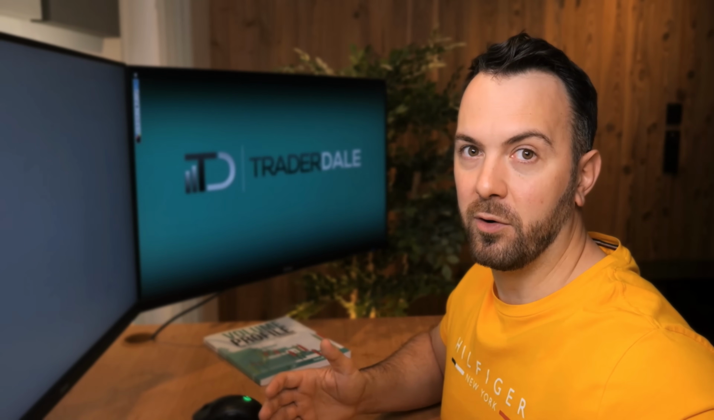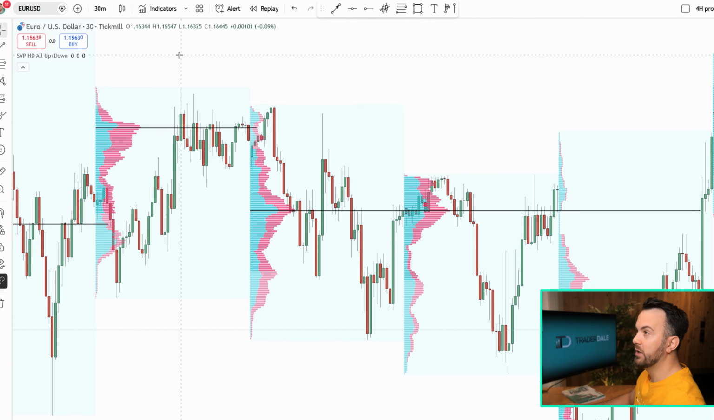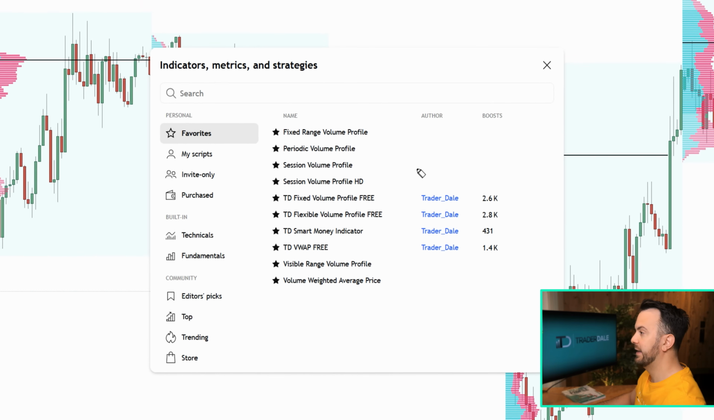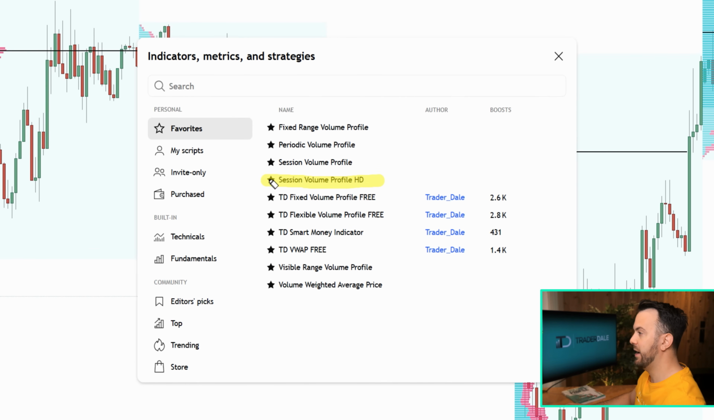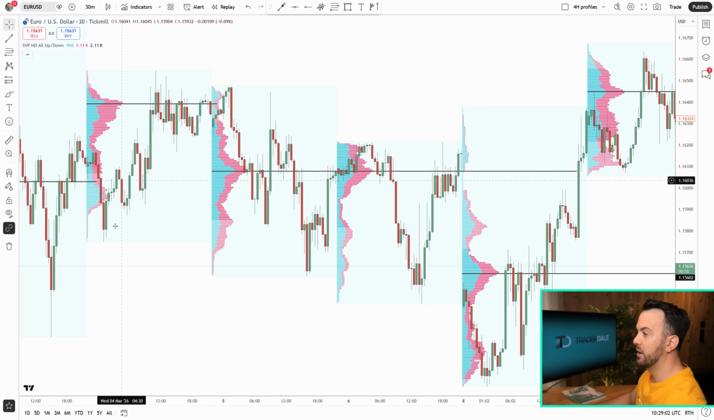Now at this point, I'd like to show you how to set up volume profile. Most of you are probably using TradingView and have a TradingView subscription, so let's take a look at TradingView and their volume profile. So here is the TradingView platform. I've already loaded the volume profiles there. Let me quickly show you how you can get this on the chart. So you want to click the indicators here, and what you want to search for is the session volume HD, this one. You put this on the chart and by default it will look like this.